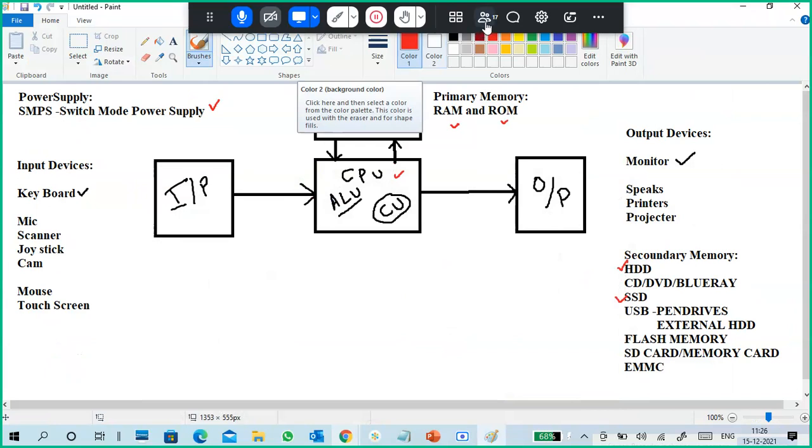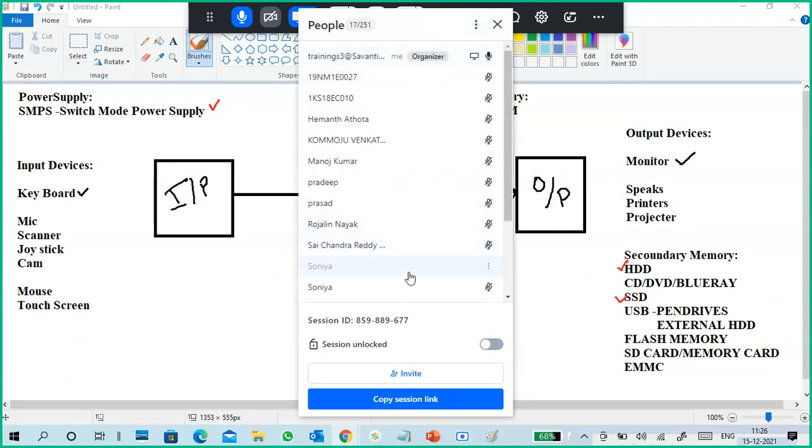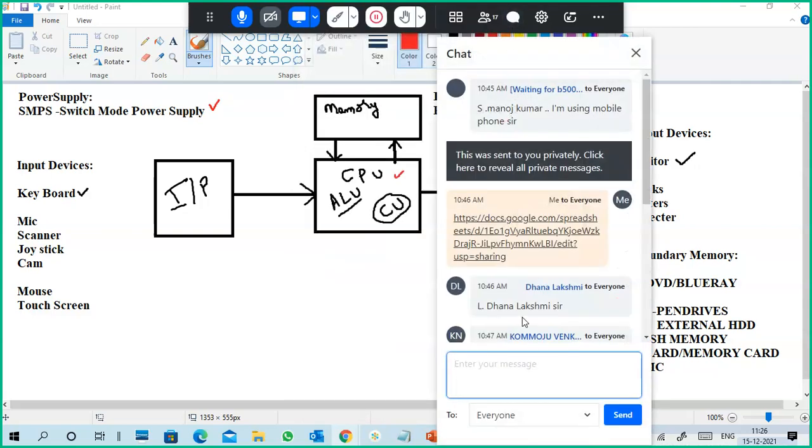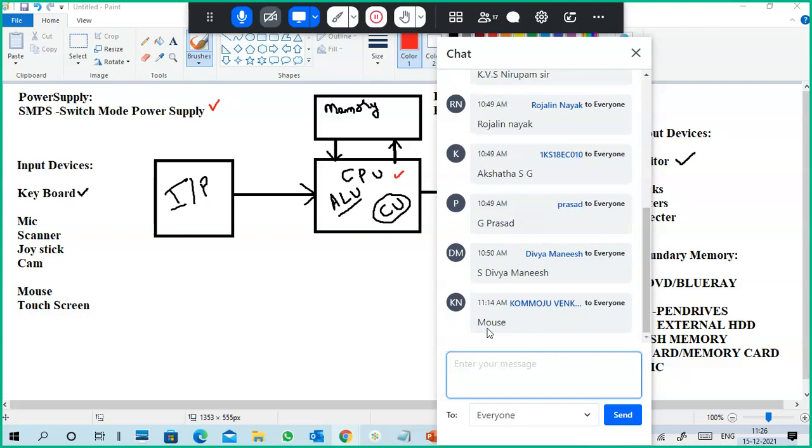Okay, two or three members have joined. Guys, anybody who joined newly, please tell your full name here, so I will enter it into my sheet. That's the easiest way.